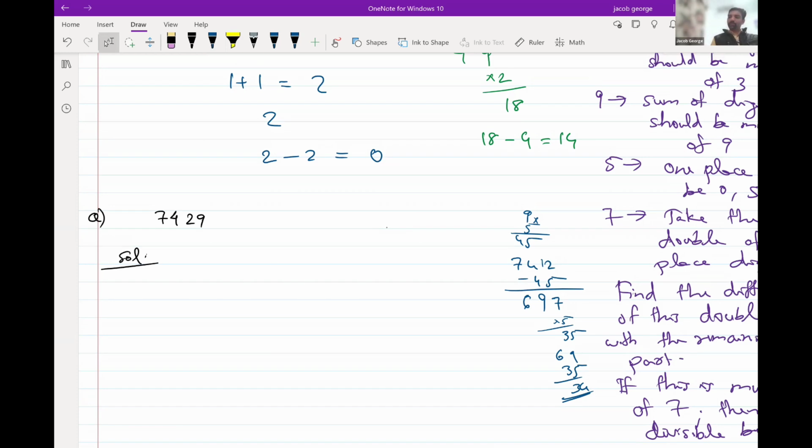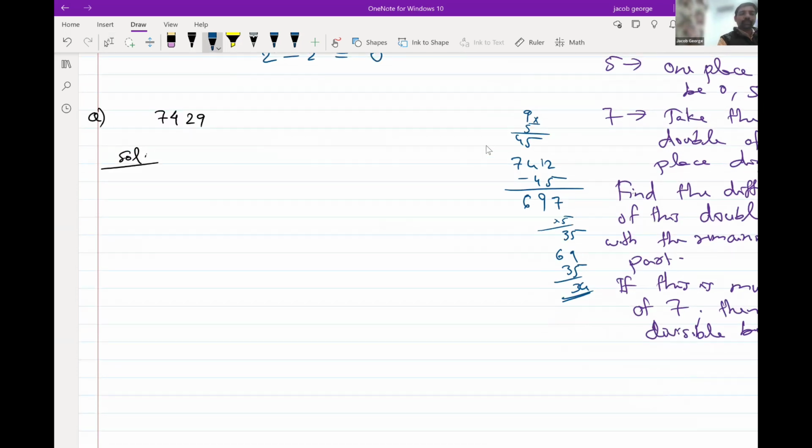729. So better you have to remember this number during the exam time. It's a question from the NCERT. The same number may come there in the examination. Okay. So we start with 7429.